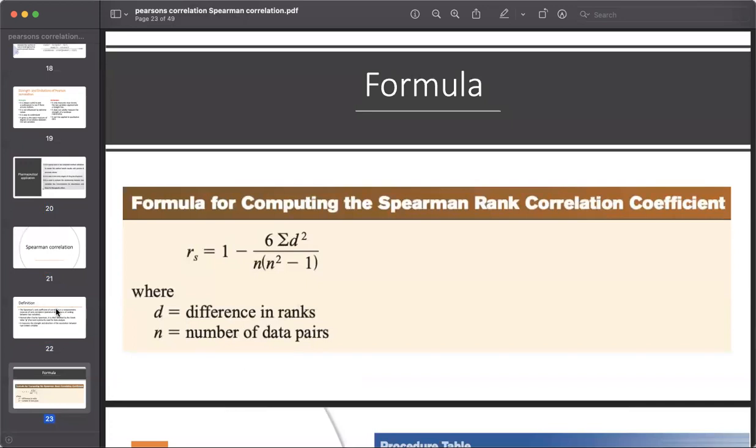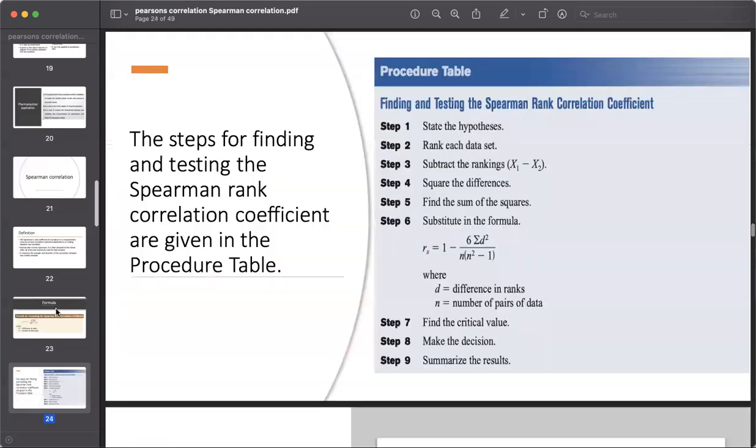The formula for computing the Spearman rank correlation coefficient is Rs equals 1 minus 6 sum of d squared divided by n times n squared minus 1, where d is the difference in ranks and n is the number of data pairs. The steps for finding and testing the Spearman rank correlation coefficient are given in the procedure table.